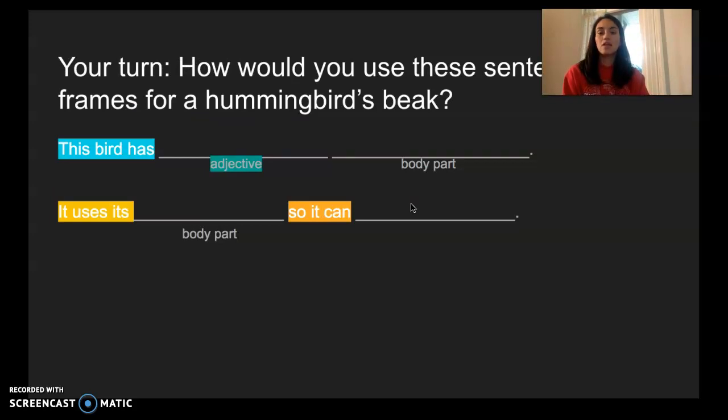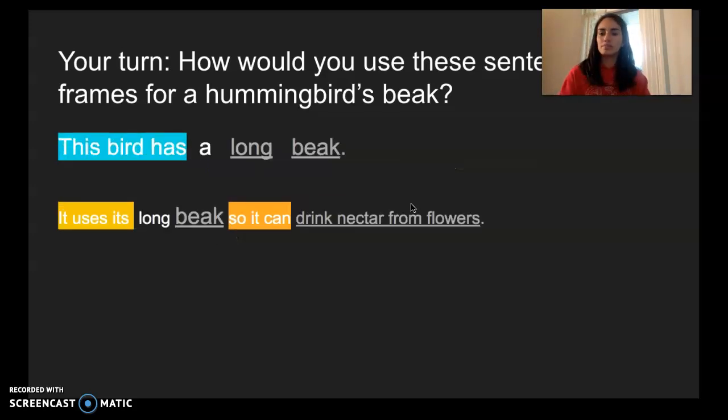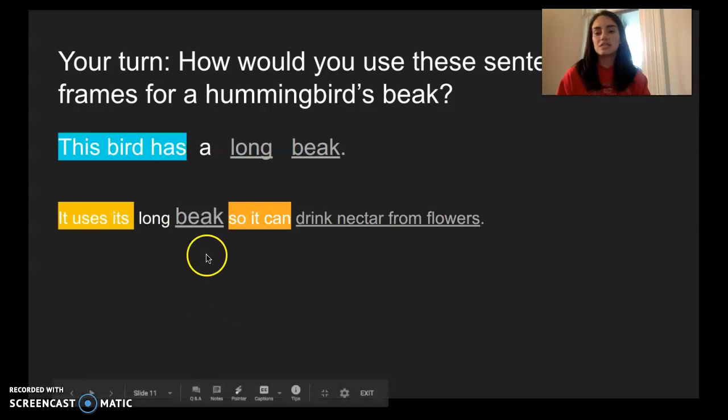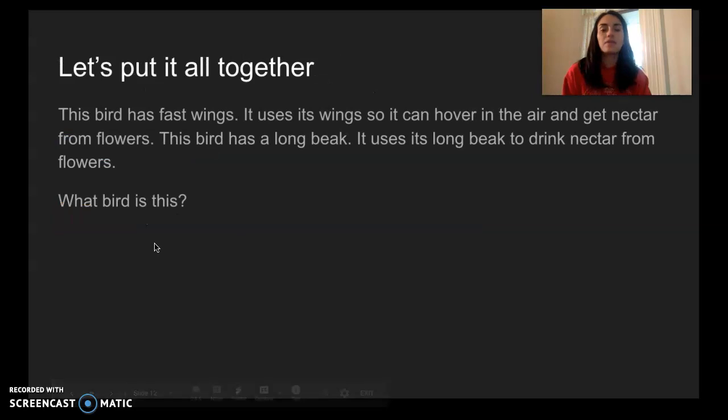Okay, your turn. How would you use these sentence frames for a hummingbird's beak? So it's going to be the same thing, but for this second part, I want you to do it on your own on Seesaw, okay? Oops, I guess I gave you the answers, guys, I forgot. So this bird has a long beak. It uses its long beak so it can drink nectar from flowers. So you can see in this sentence, I decided to add the adjective again, but you don't have to, okay?